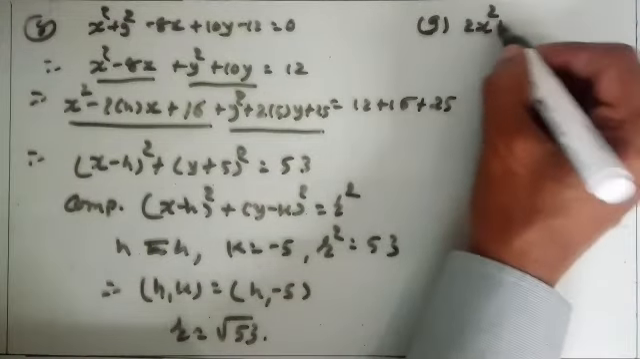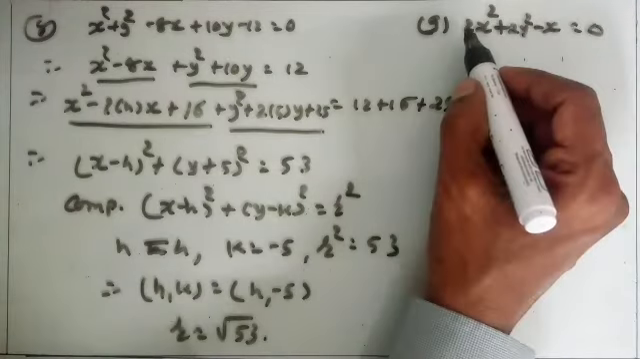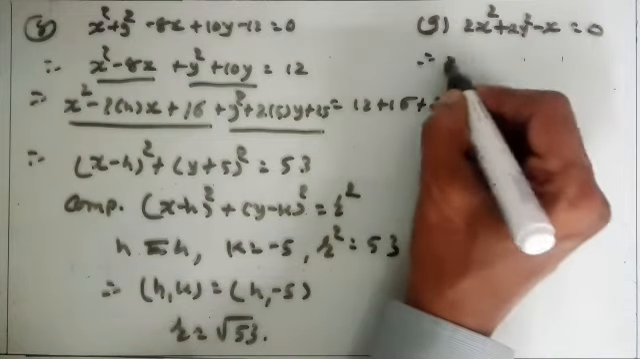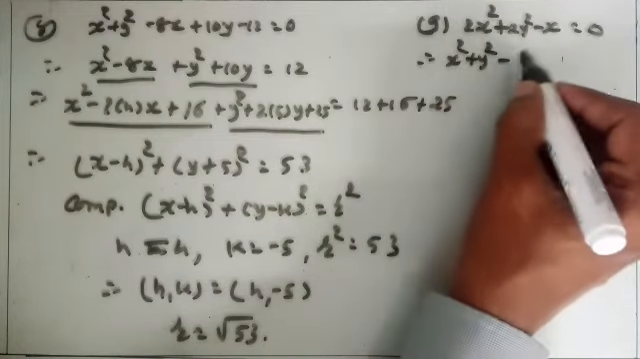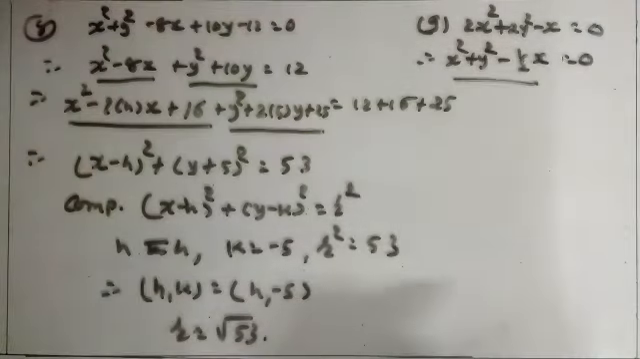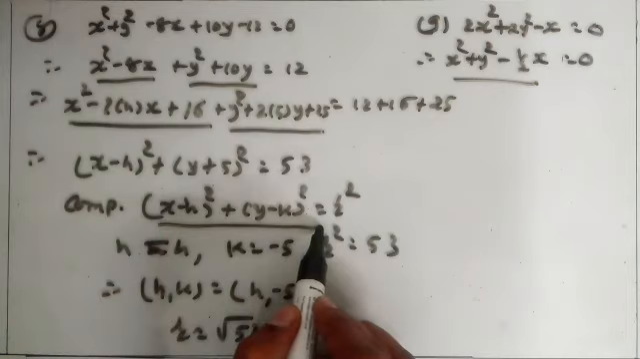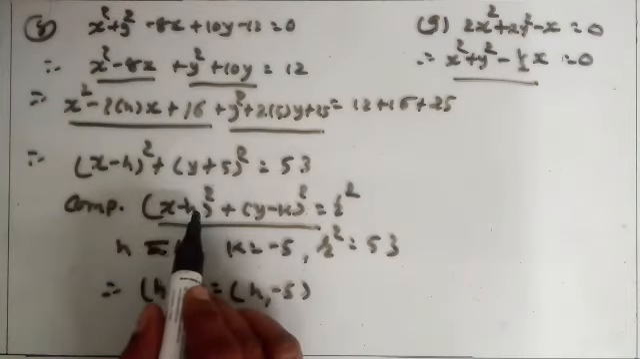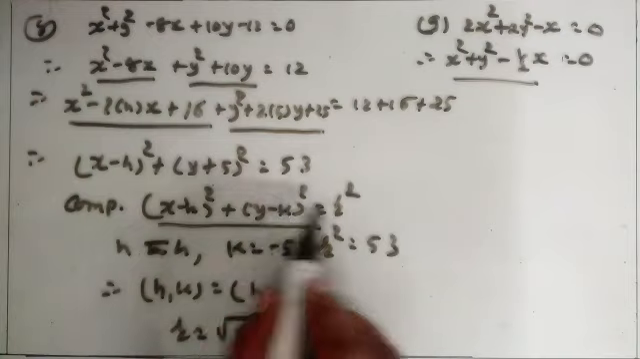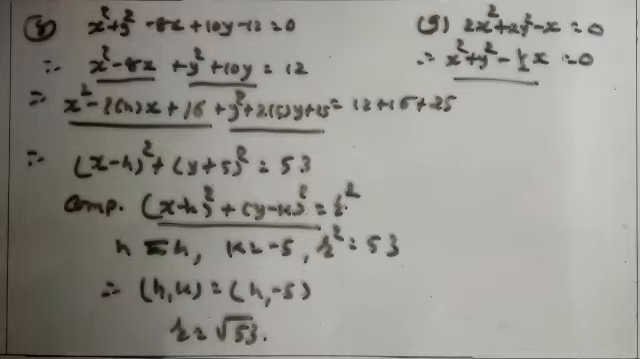The equation given is 2x^2 + 2y^2 - x = 0. First divide by 2. Here we get x^2 + y^2 - (1/2)x = 0. Now applying the same previous method, change it into perfect square form and get it into the standard form (x - h)^2 + (y - k)^2 = r^2. And comparing with this equation, we get h, k and radius r. Now question number 10.